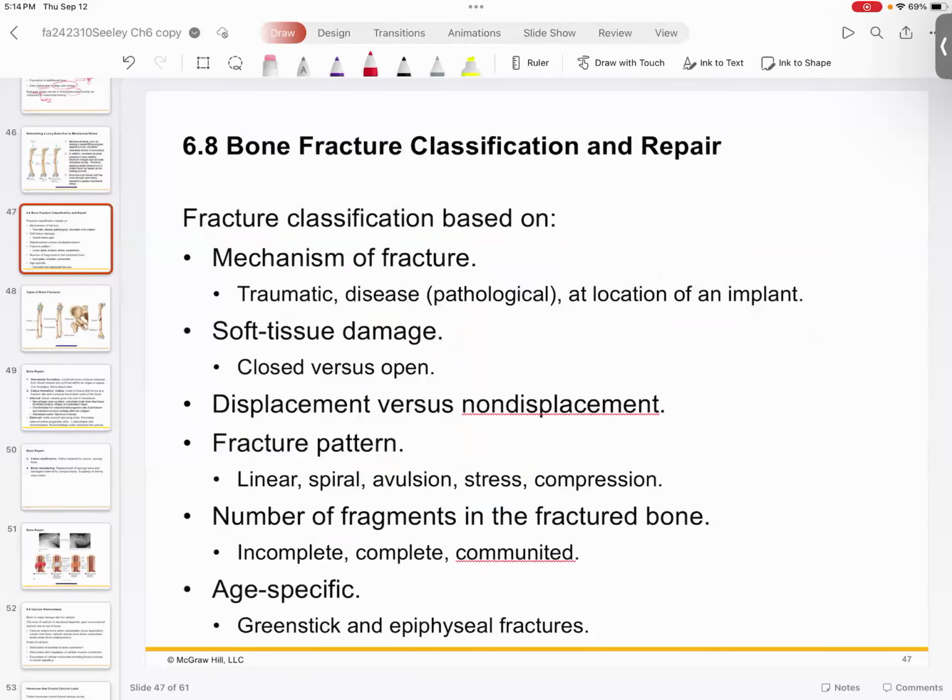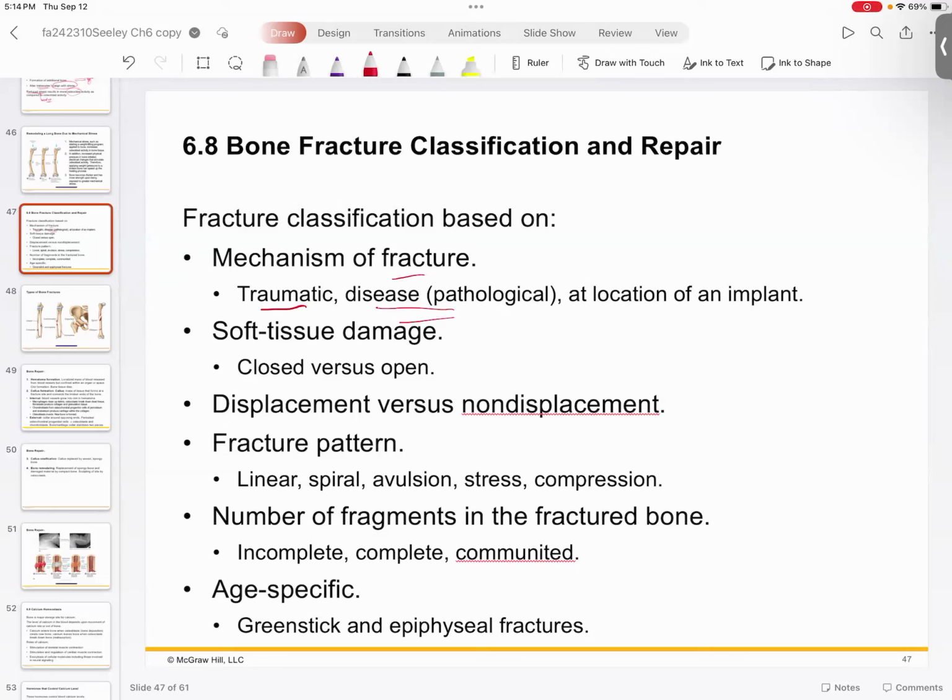Okay. So now let's go ahead and break some bones, shall we? So the first thing we're going to be doing is when we take a look at bone fracture, when we take a look at bone healing, right? So ultimately, we can classify fractures based on a couple of things. First of all, by the mechanism of the fracture, for instance, how it was fractured, whether it's traumatic fracture from injury, if it's a disease fracture, like a pathological fracture, or something of that nature.